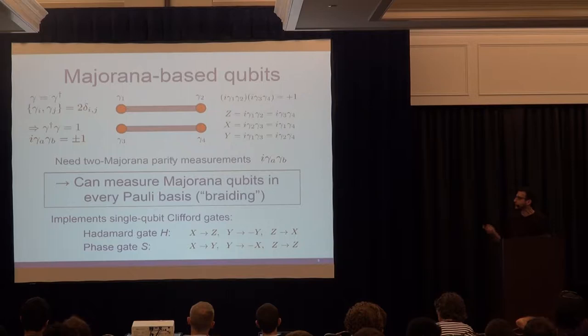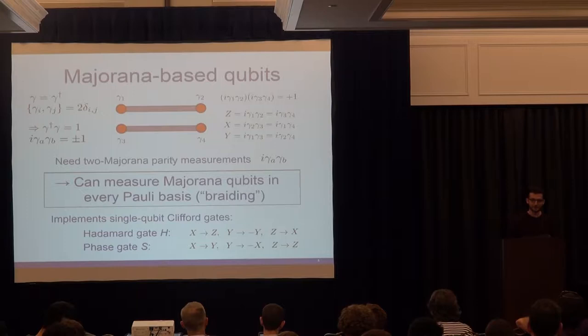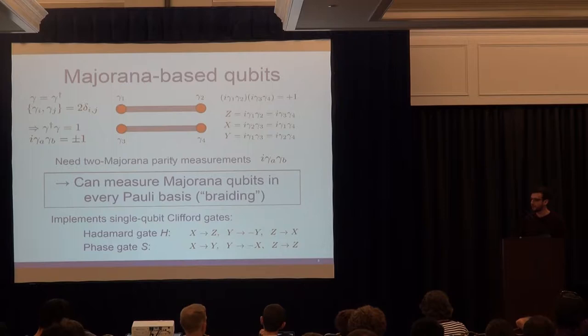What you see from that is that one operation that you'll surely need in your experiment is a two-Majorana parity measurement, because you want to measure your qubit, after all. So you want to measure operators of the form i gamma A gamma B. But all of the Pauli operators are of that form. So the great thing about Majorana qubits is that if you know how to measure in Z, you also know how to measure in X and in Y. You can measure the Majorana qubit in every Pauli basis.